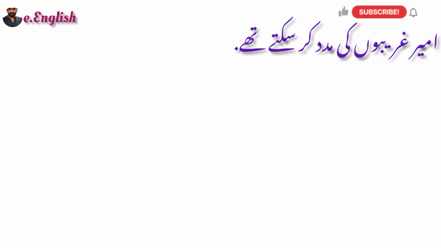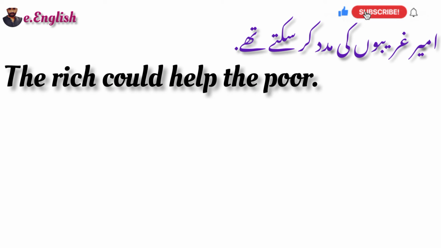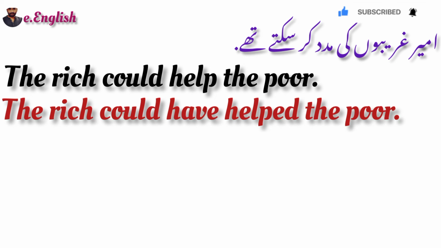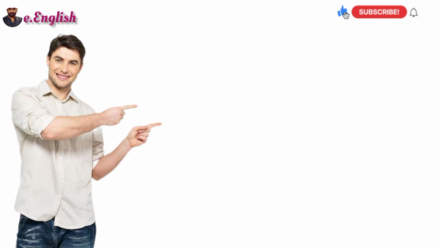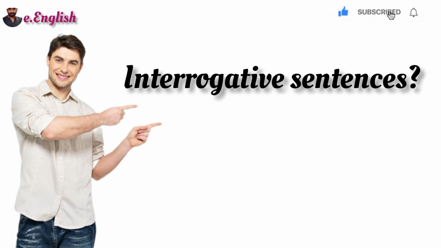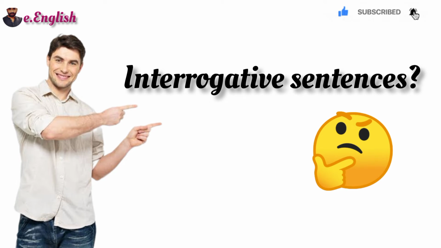अमीर गरीबों की मदद कर सकते थे। The rich could help the poor. And the second way to make the sentence by using could have is the rich could have helped the poor. Students, now we have some interrogative sentences. Let's see how to make these sentences as interrogative sentences.